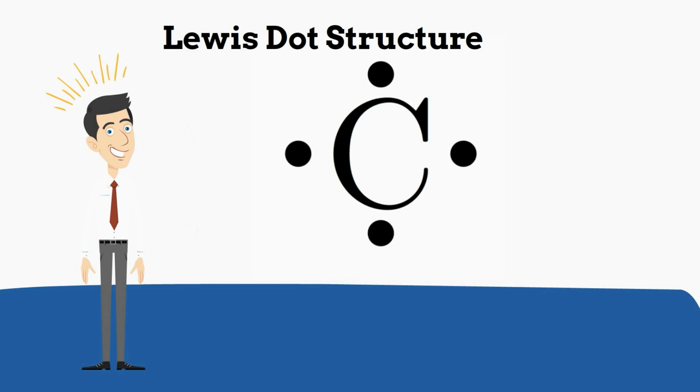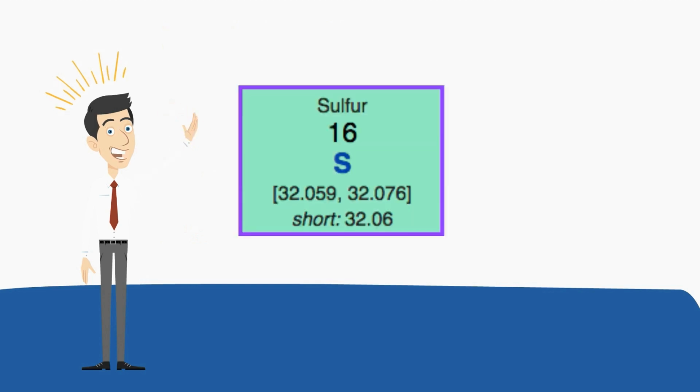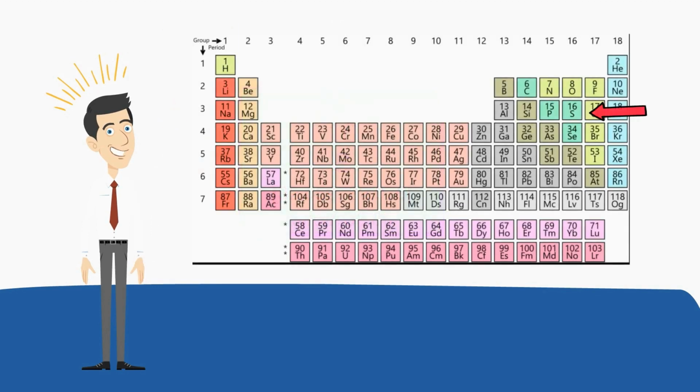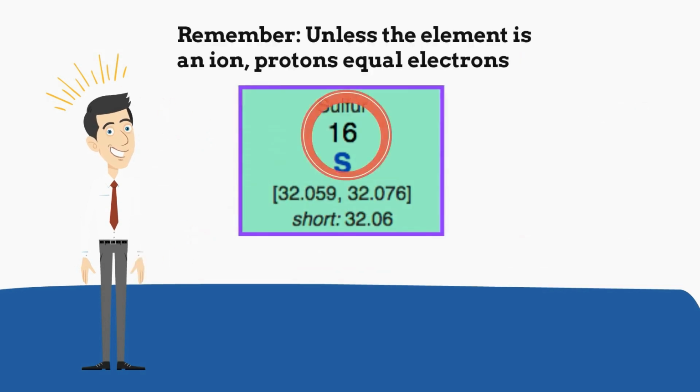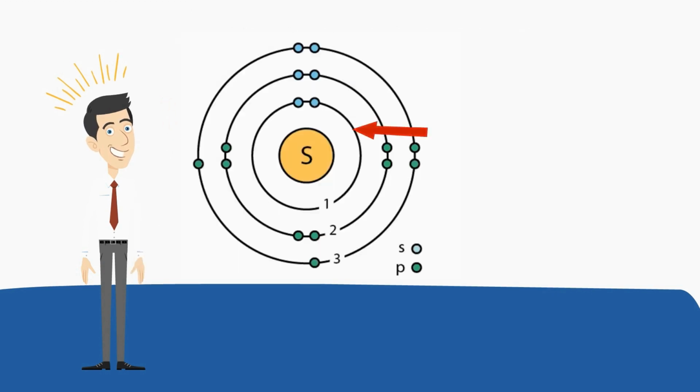Let's work another example. Let's look at sulfur, because it has a higher number, 16. Sulfur is in period 3, so I know it's going to have 3 shells. It has 16 electrons, because it has 16 protons. I will place 2 in the first shell. Remember, you always fill up the first shell and work out.